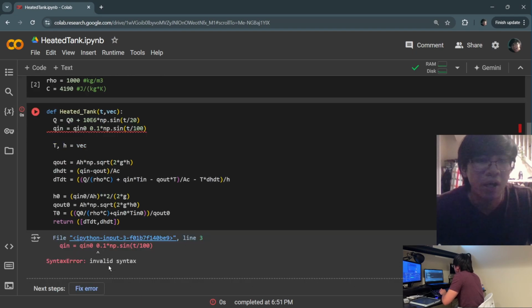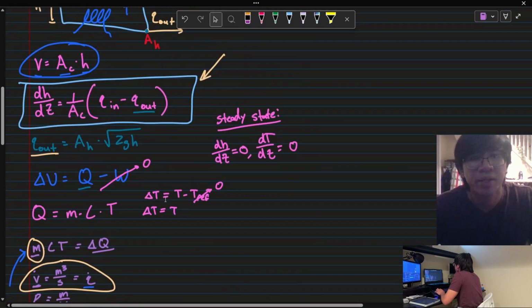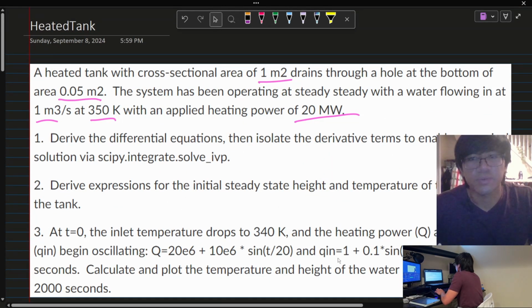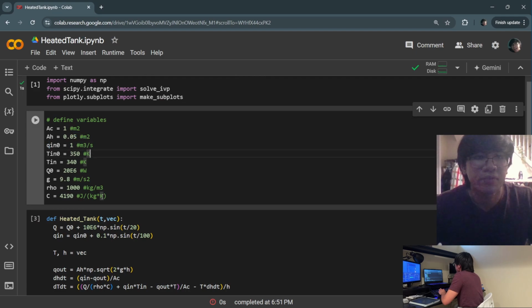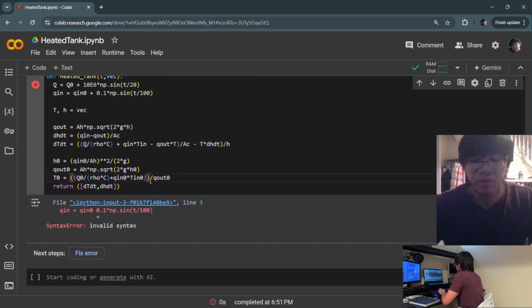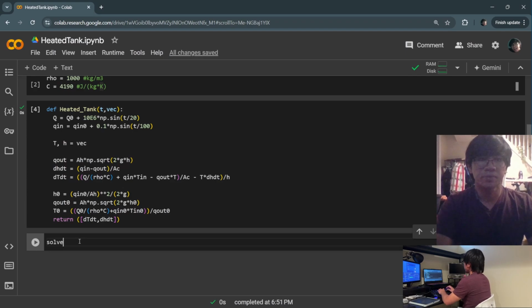Oh boy, invalid syntax. Oh, I'm missing the, I think it was a plus, right? Let me double check. So this function, yes, it was 1 plus, and 1 was our initial flow rate here. All right, enter. All right, so solve IVP.